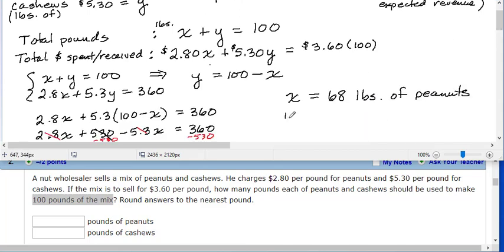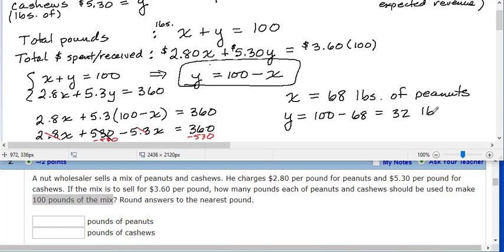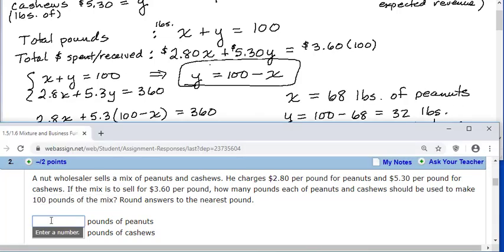And then for the pounds of cashews, y is right here. The 100 pounds minus whatever x was, 68. So the other 32 pounds in the mix would have to be pounds of cashews. So in WebAssign: pounds of peanuts, 68, pounds of cashews, 32.